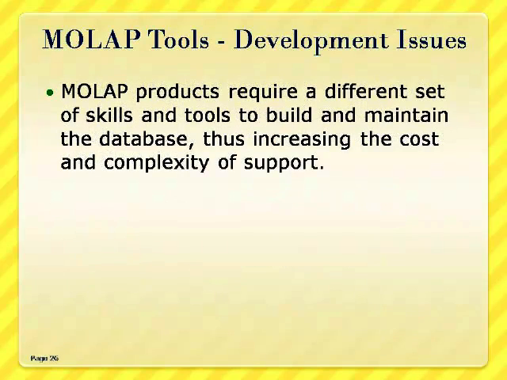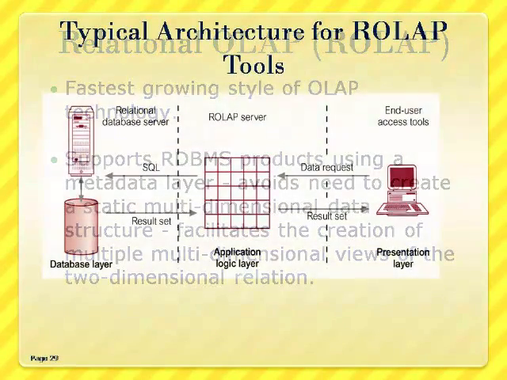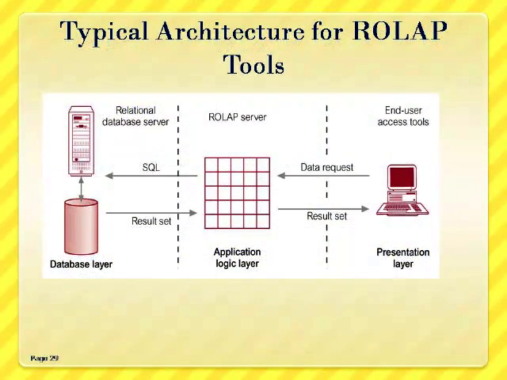The second category of tool is known as ROLAP. ROLAP is the fastest growing style of OLAP technology. It supports RDBMS products using a metadata layer. It avoids the need to create a static multidimensional data structure and in turn facilitates the creation of multiple multidimensional views of the two-dimensional relations. To enhance the performance, some of the products use SQL engines to support the complexity of multidimensional analysis. The traditional architecture of the ROLAP is shown on the slide.